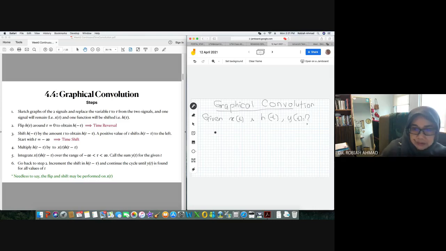Okay, let's say I have two signals. My xt will be, I take the simple one first, and then we're going to look at the examples. So I have xt.